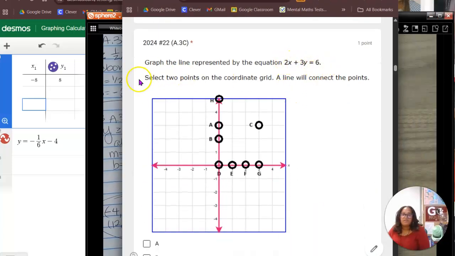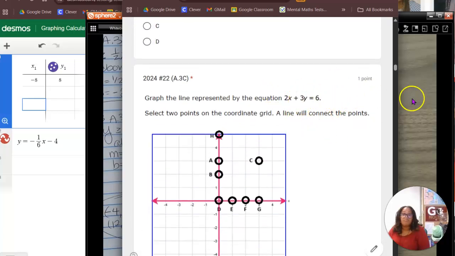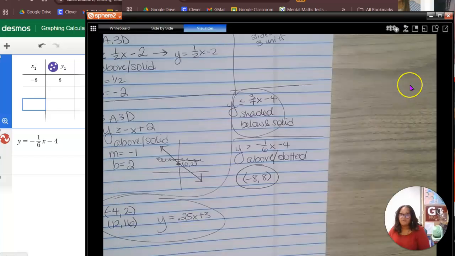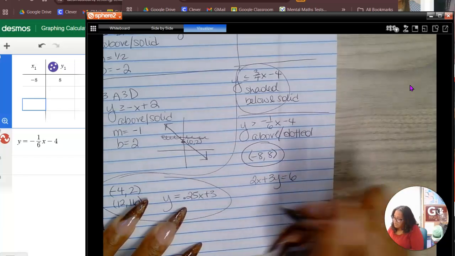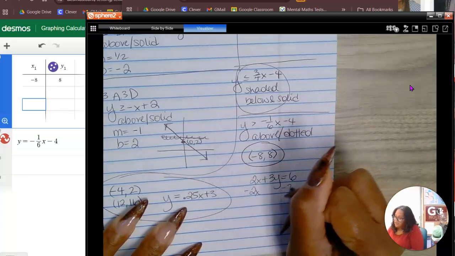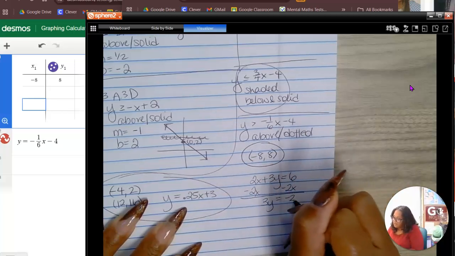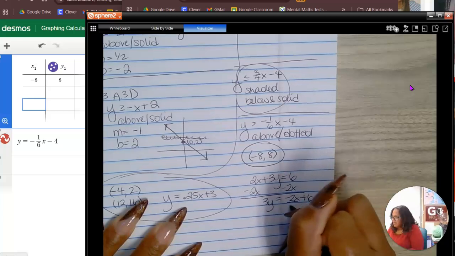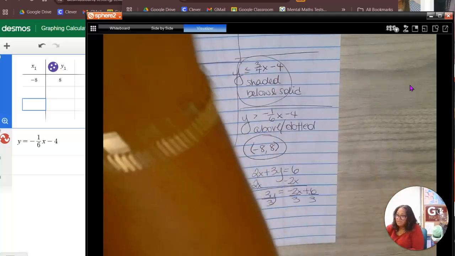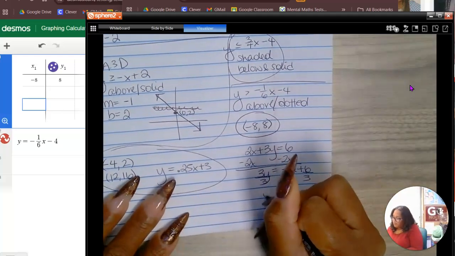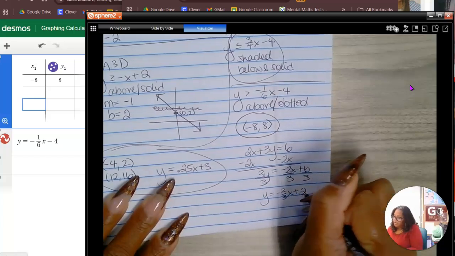2x plus 3y equals 6. Select 2 points on the coordinate grid. A line will connect the points. So I've got to solve for y here. 2x plus 3y equals 6. Subtract 2x from both sides. Then you have 3y equals negative 2x plus 6. Divide everything by 3. Make sure you divide at the end, not at the beginning. Y is negative 2/3 x plus 2.